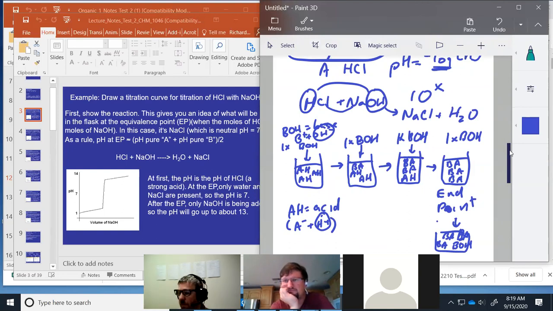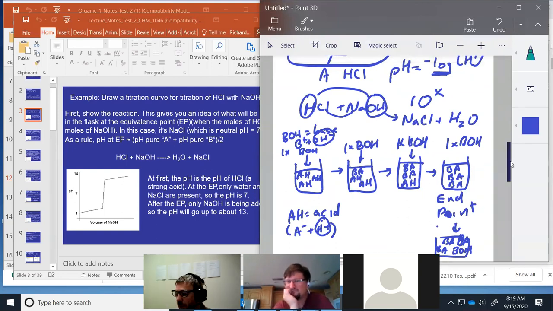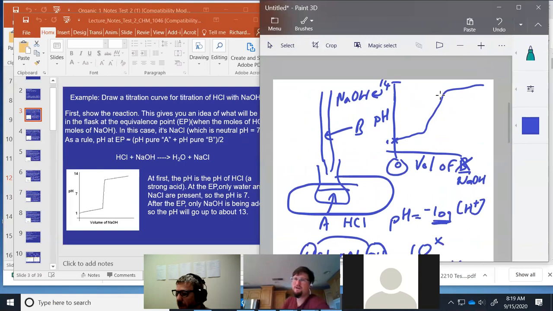So the pH goes up by a huge amount, and we end up getting this massive jump at the end point here. So the end point is going to be the center of this right here. There's your end point, which I'm going to call EP. All right. Does anybody have any questions? That's generally what happens during a titration.